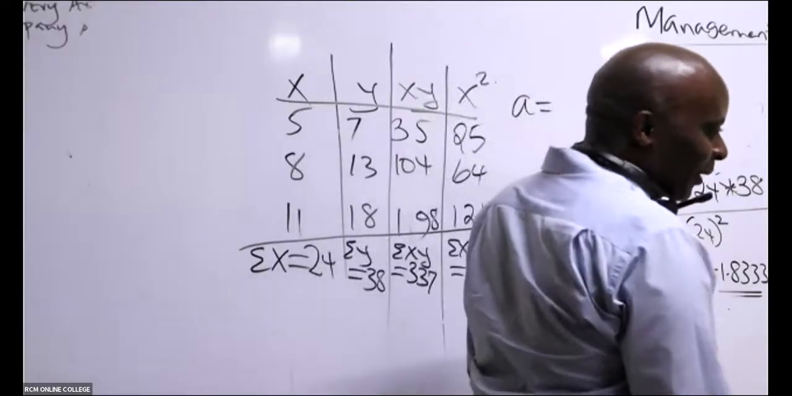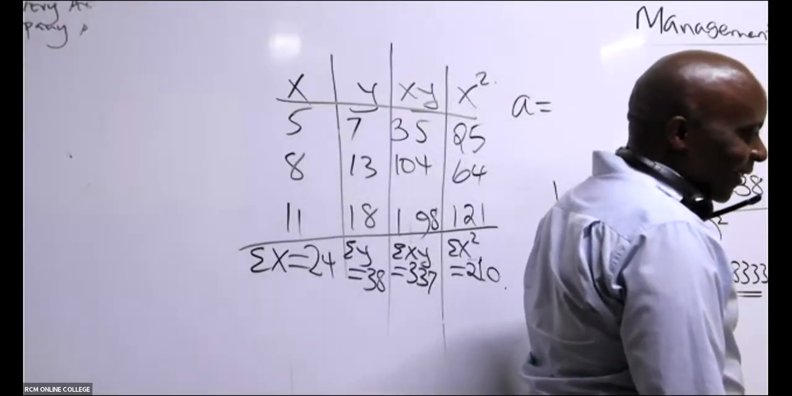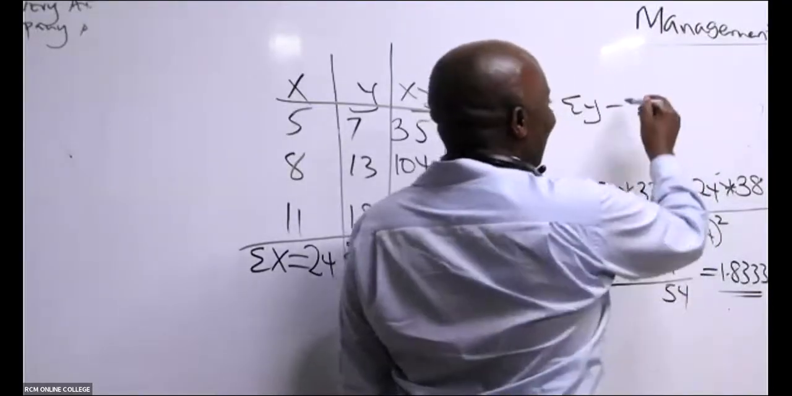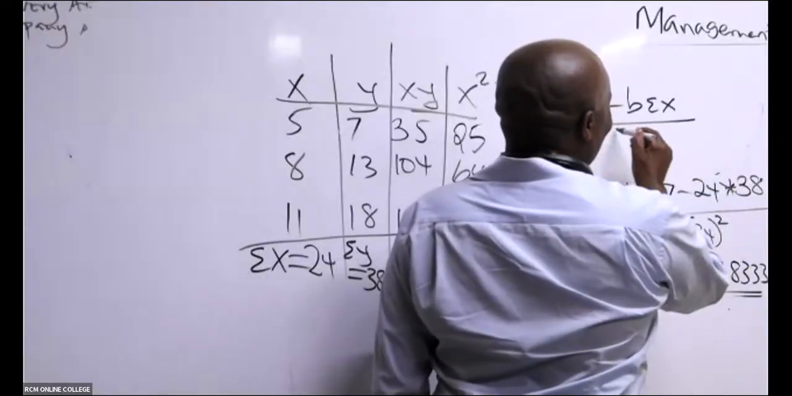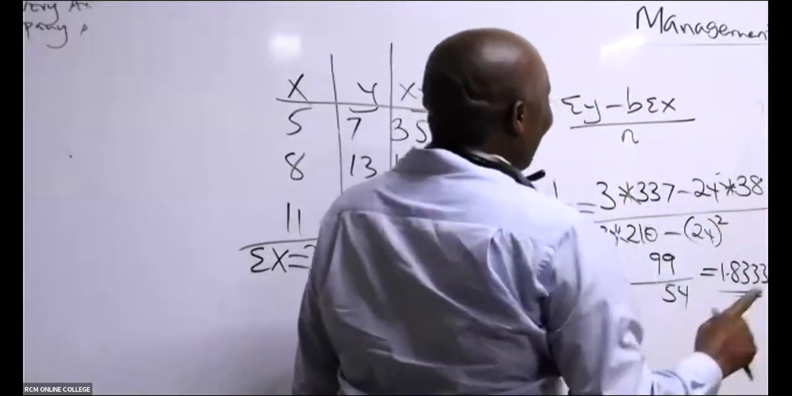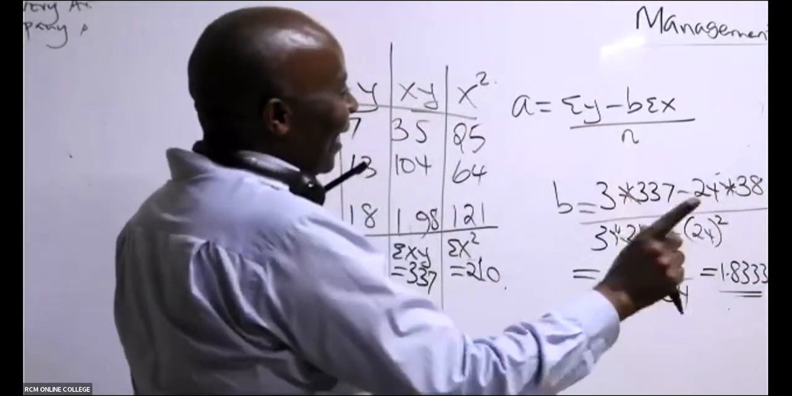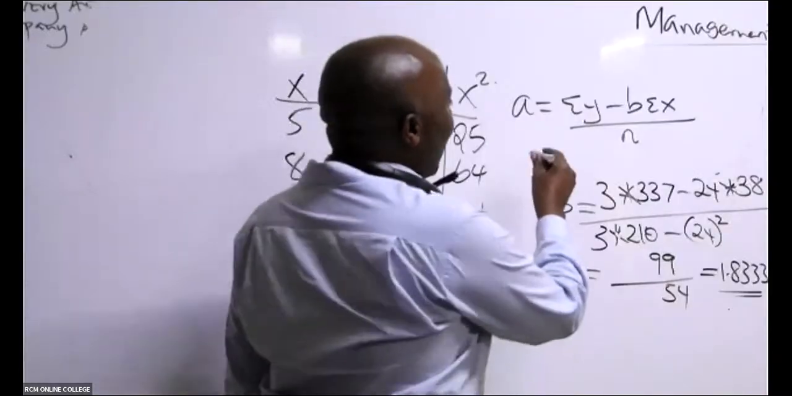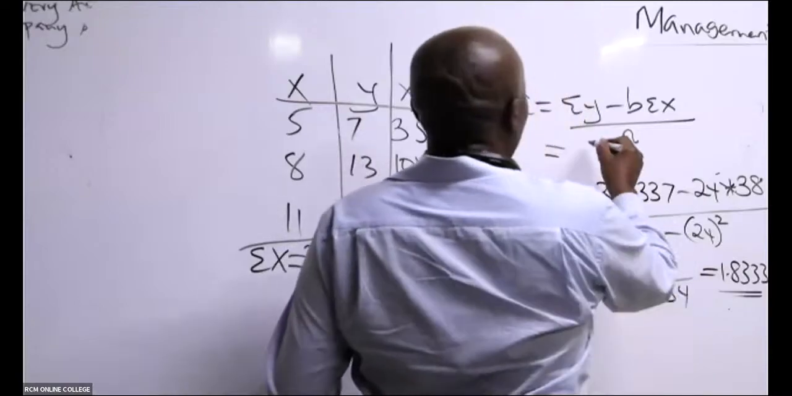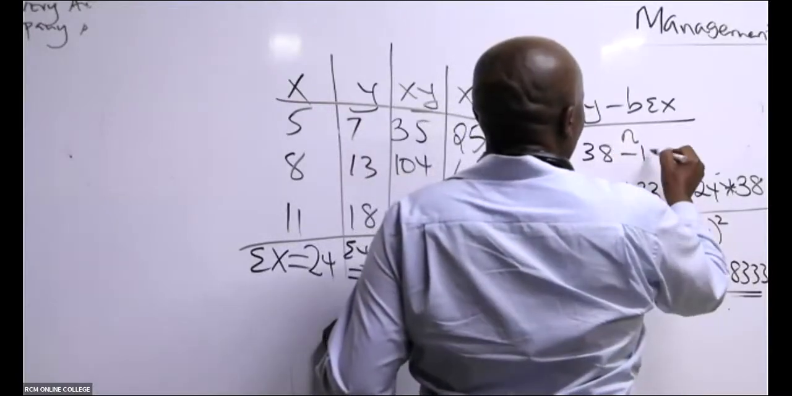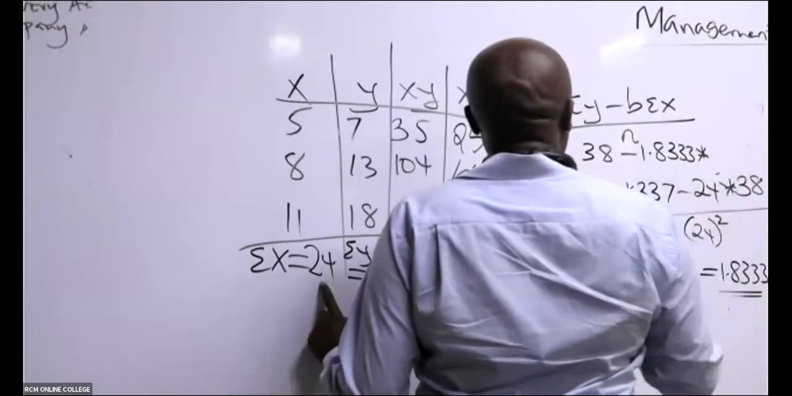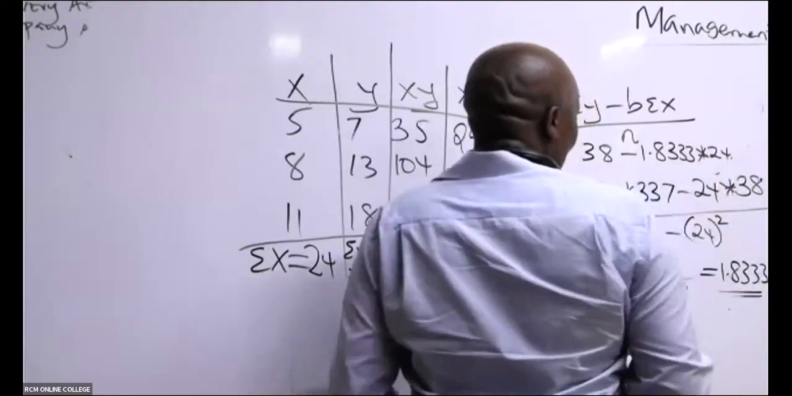Is there somebody who is able to remember the formula? Summation Y minus B summation X over... You've tried, but you have struggled a little bit. Don't worry, I will get you in a moment. So summation Y, do we have summation Y? Summation Y is 38, minus B, which is 1.8333, times summation X, which is 24, isn't it?